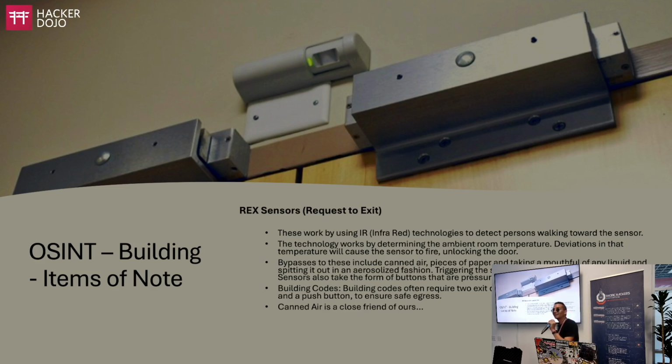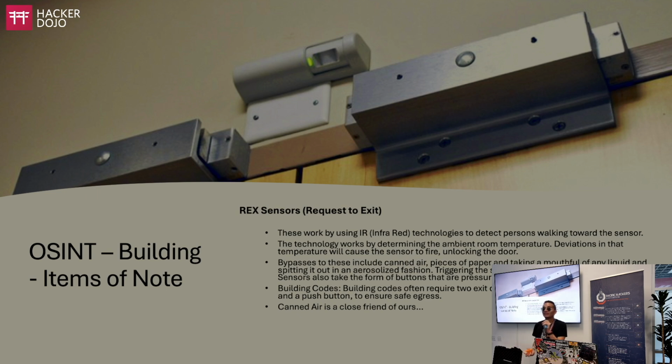Also, request to exit sensors. These are things that you see when you walk out of a building. You walk out of a building and you hear that click. That means that the request to exit is letting you out. Sometimes that door is locked. When you hear that REX sensor go off, that means that it's unlatching the lock. Now this works off of infrared. Infrared is based off of heat signatures. Heat signatures means that anytime the ambient temperature changes in a room, the door will open.